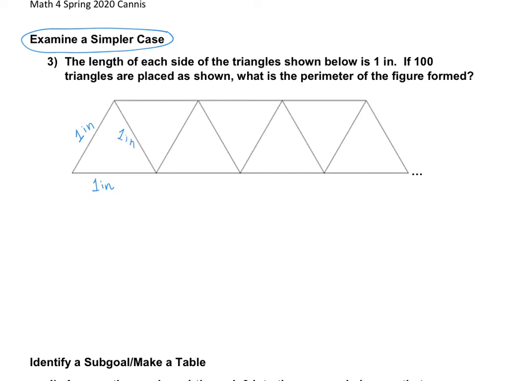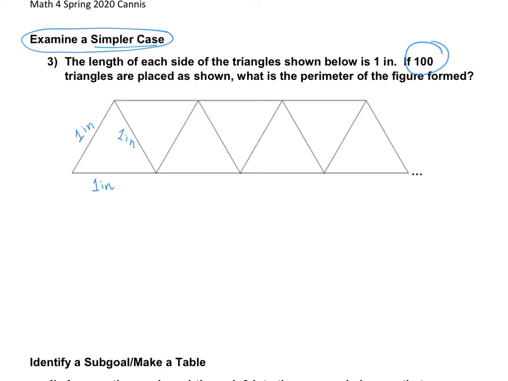So if we have 100 triangles placed as shown, what is the perimeter of the figure that's formed? So we see something that says simpler case. The reason why we'd want to even consider that is because look at what it's saying, 100 of these triangles. That sounds like a lot. So we start with kind of like baby steps.